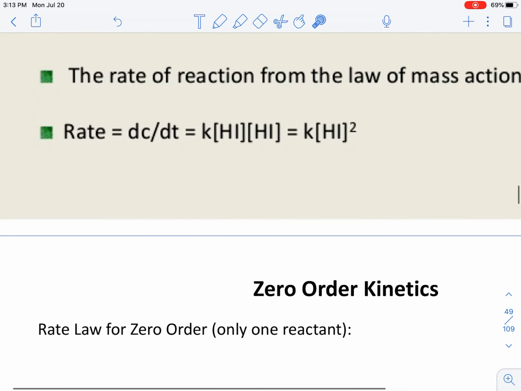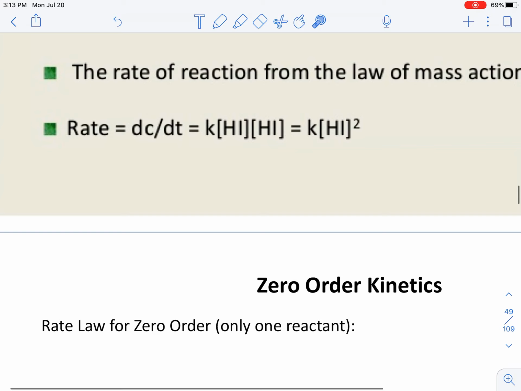All right, so let's go ahead and talk about zero order kinetics. Once again, we're only focused on one reactant. We're going to take alpha to be the coefficient for reactant A, and reactant A is going to undergo some type of reaction to produce products.